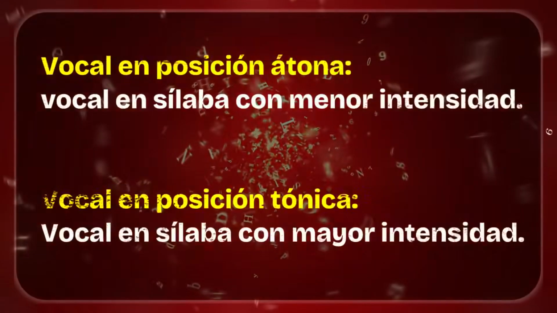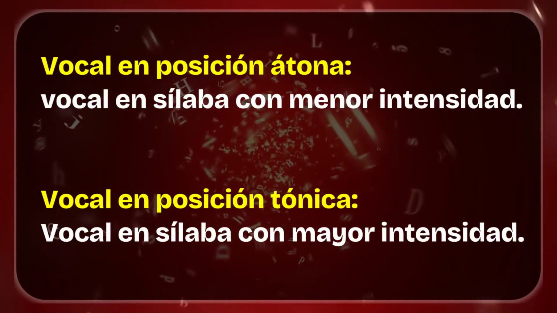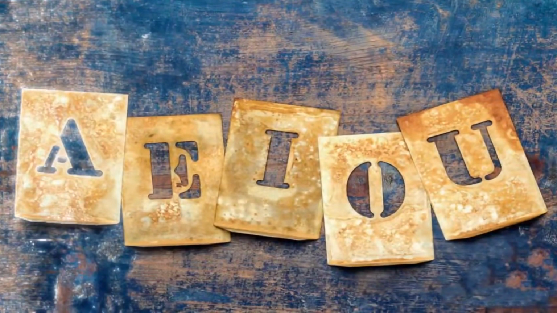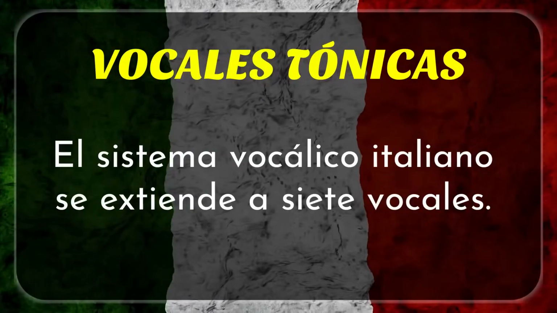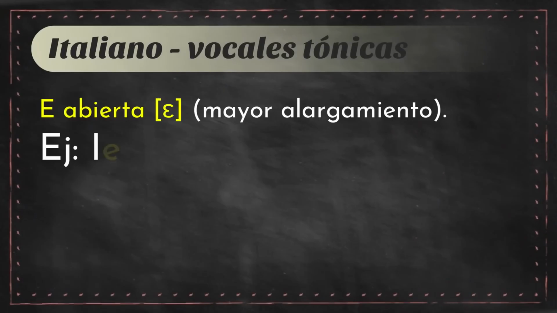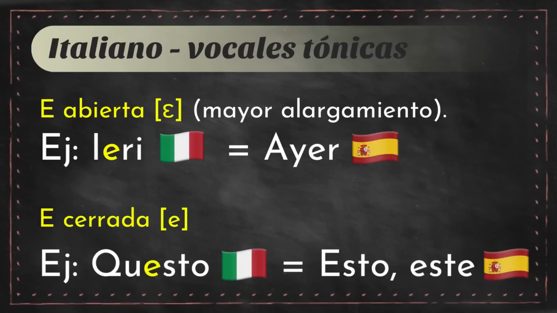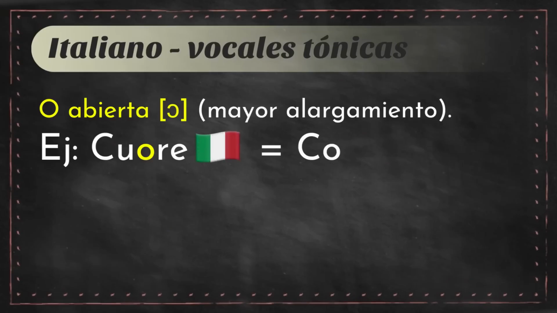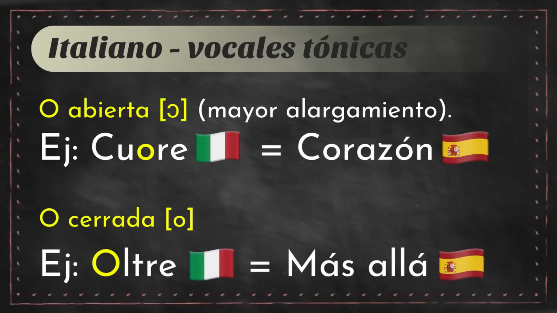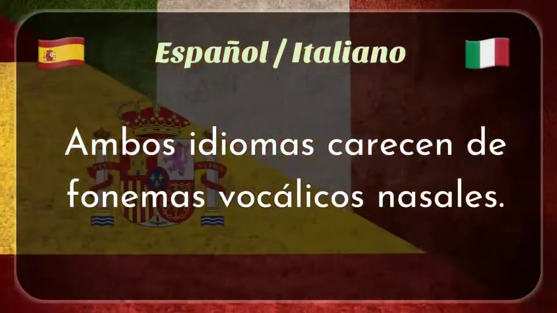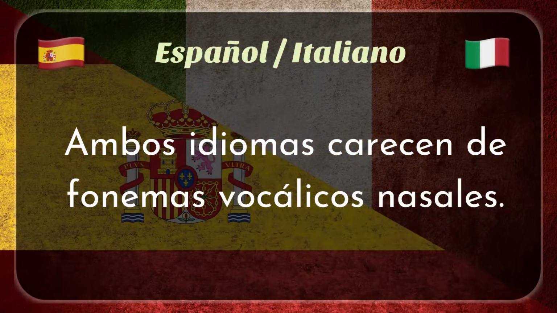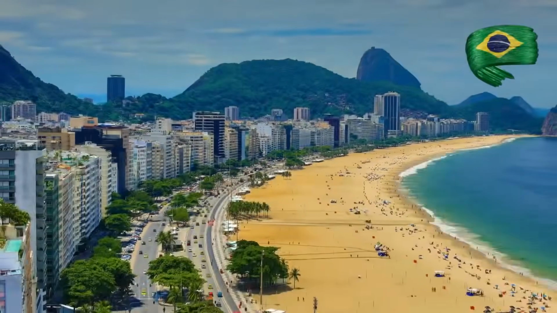Both in unstressed and stressed positions, both languages have the same 5 vowels: A, E, I, O, and U. However, in stressed position, the Italian vowel system extends to 7 vowels, since it distinguishes between the open E and the closed E, questo, and the open O, cuore, and closed O, oltre. These open vowels in Italian don't exist in Spanish. Both languages lack nasal vowel phonemes, as is the case in other Romance languages like French and Portuguese.